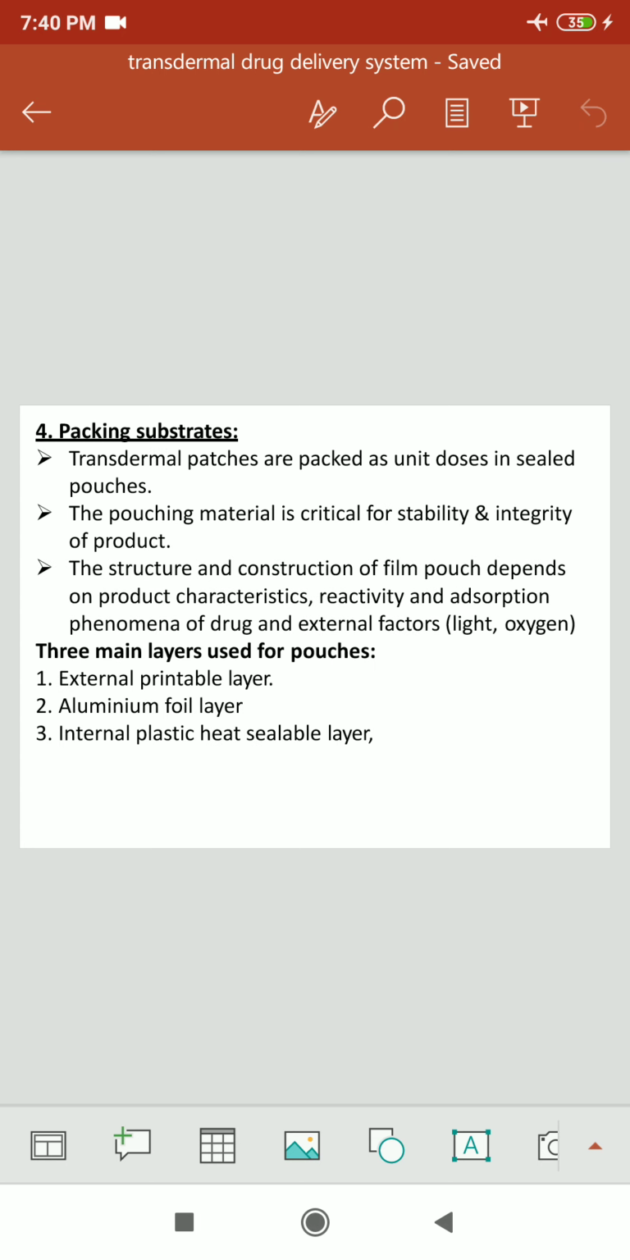Packing substance. The patches are packed into pouches, and the material is stable and maintains the integrity of the product. So there is no reaction between the packing material and the prepared patch, and they are protecting the material from external factors like heat, light and oxygen. Three main layers of the pouch are used: external printable layer, second is aluminum foil, and third one is the internal plastic heat sealable layer.